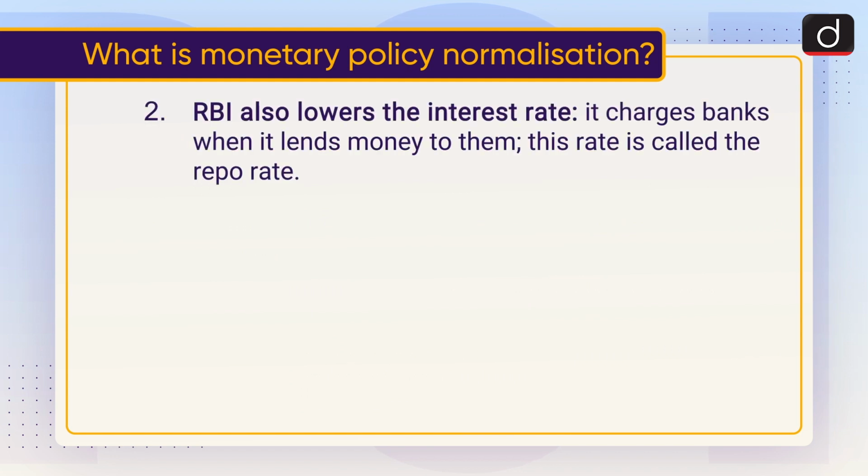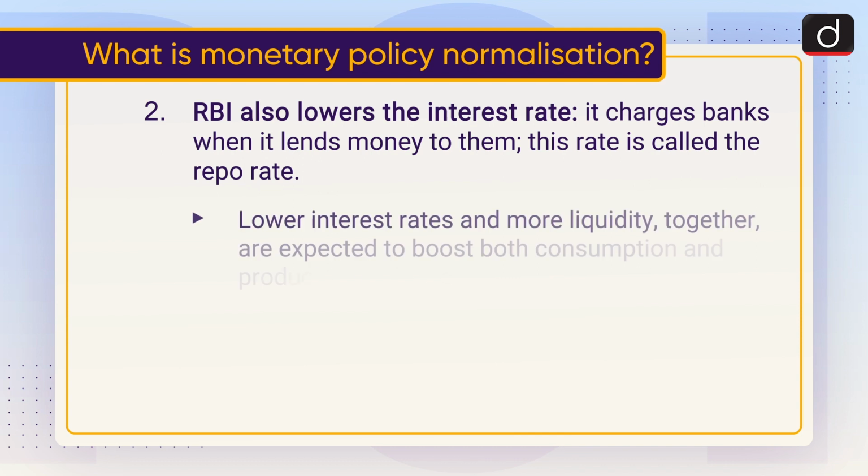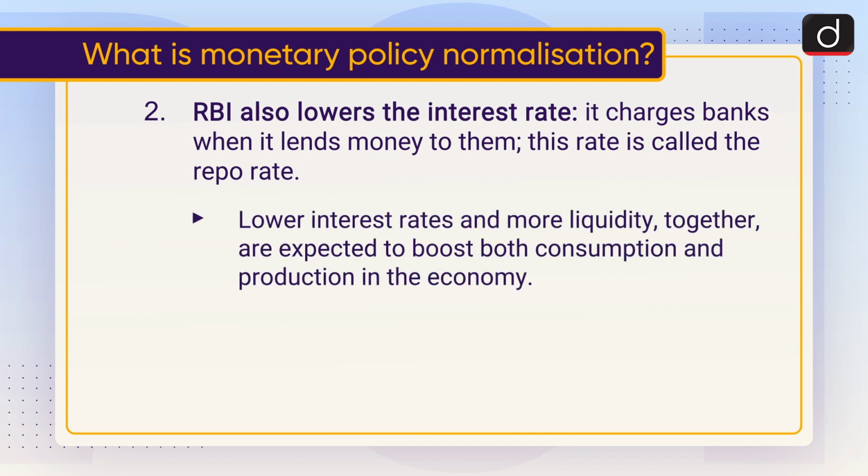Two, the RBI also lowers the interest rate it charges banks when it lends money to them. This rate is called the repo rate. Lower interest rates and more liquidity together are expected to boost both consumption and production in the economy.